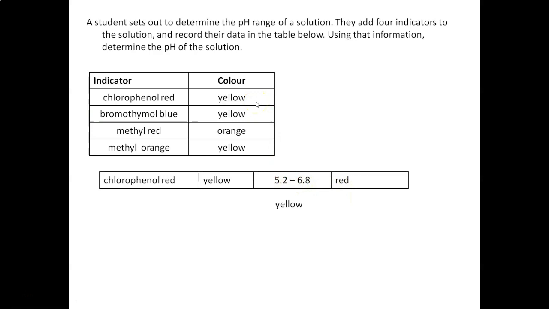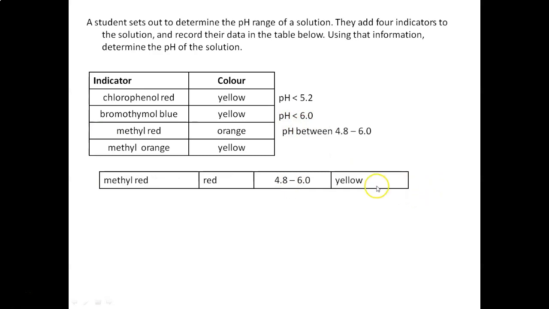In this case, it's a yellow color, which indicates that the pH of the solution that it was added to is less than 5.2. When we look at bromothymol blue, it's yellow in a pH below 6, blue in a pH above 7.6, but in between that range, it has a green color. So we can see from our yellow color with our bromothymol blue that it has a pH less than 6.